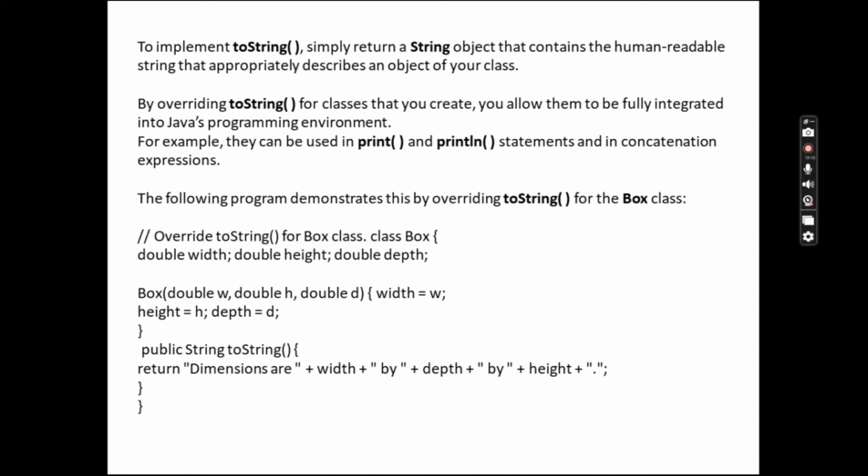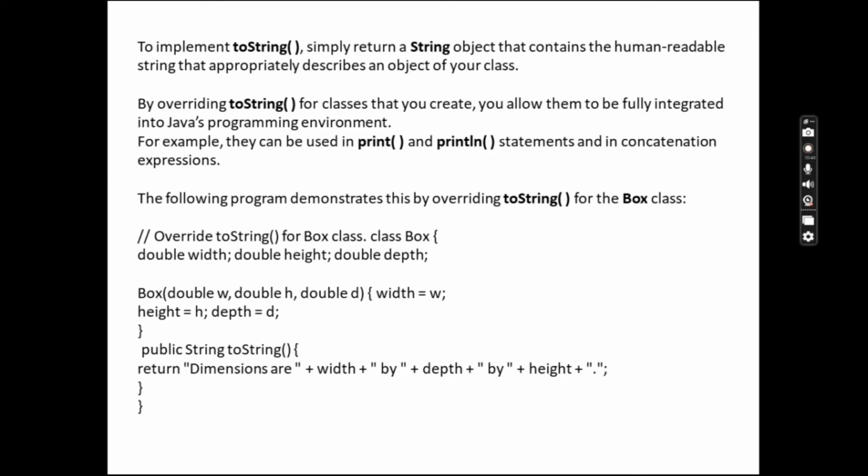So using toString is very simple. Just give the object name and .toString. By overriding toString for classes that you create, you allow them to be fully integrated into Java's programming environment. They can be used in print and println and in concatenation expressions. The following Box example demonstrates this by overriding toString for the Box class.